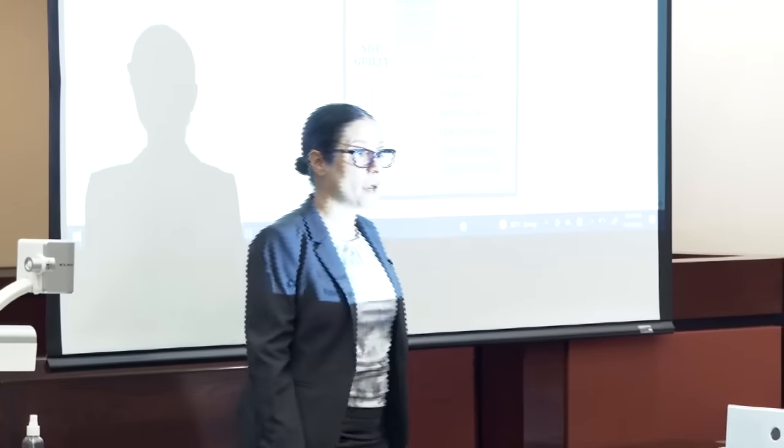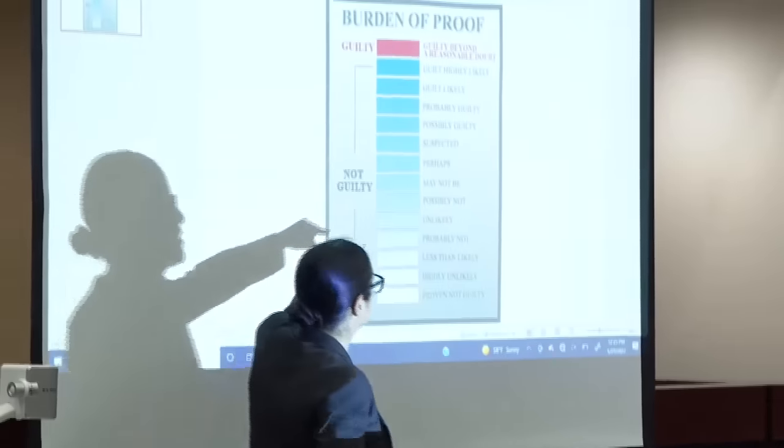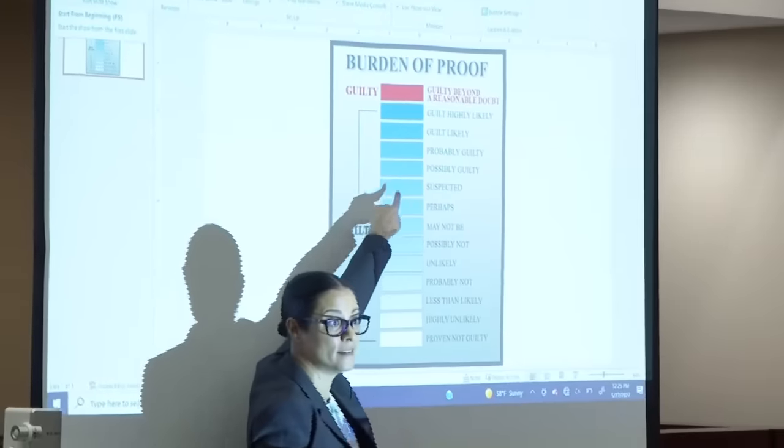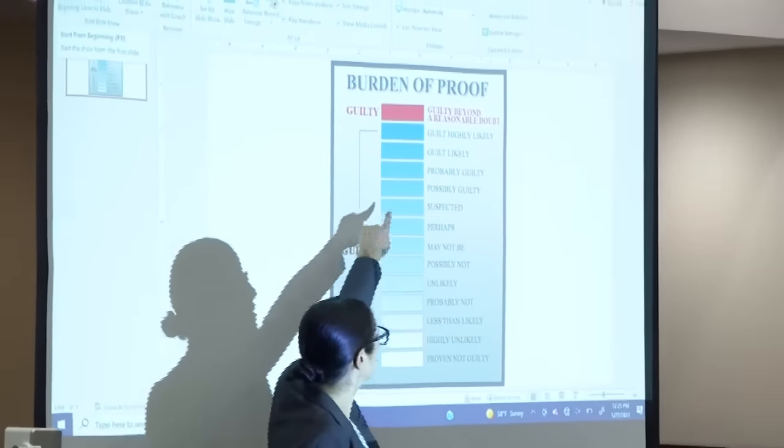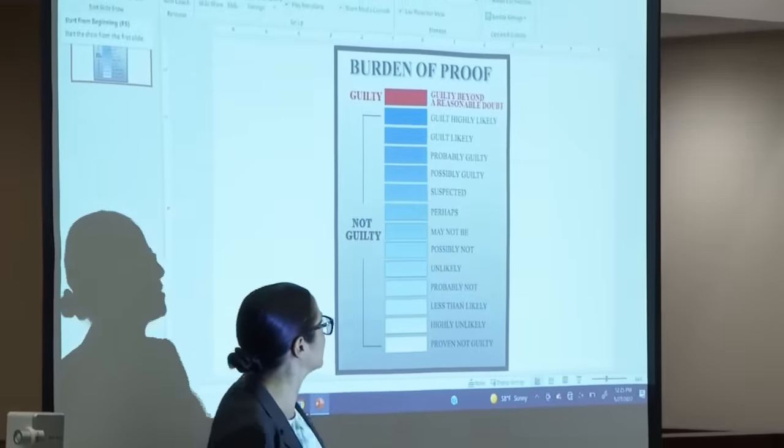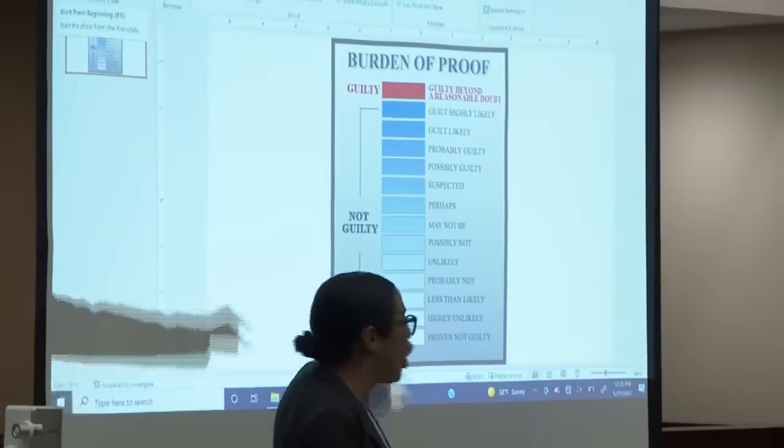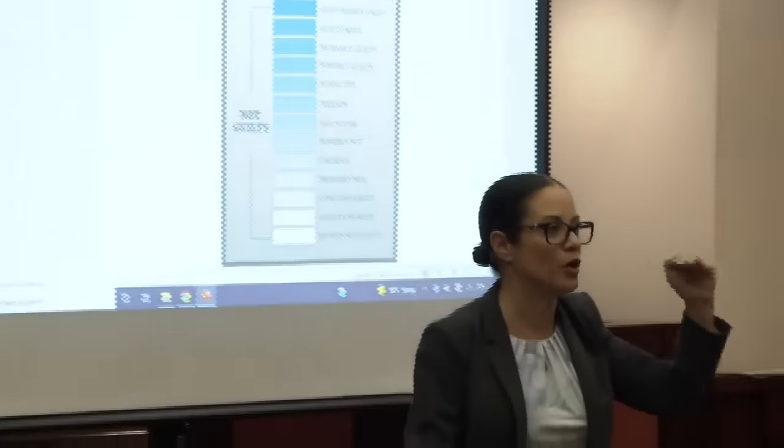This is all not guilty, members of the jury. Maybe something happened. Suppose I believe all of that: not beyond a reasonable doubt. Probably guilty, not beyond a reasonable doubt. Likely guilty, not beyond a reasonable doubt. All the way up there, that's how high the burden is. You cannot go back into that jury room and say, I think this is what happened, or I believe this is what happened. Not in a criminal case when someone's liberty is on the line.